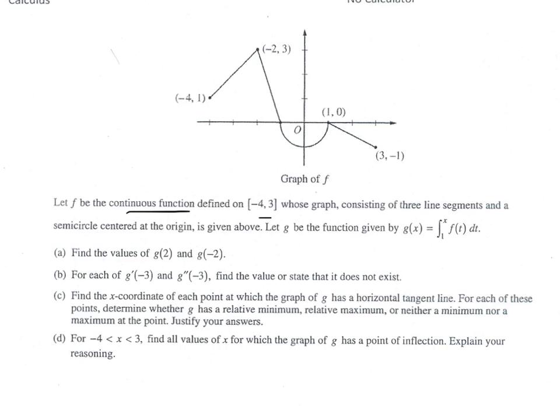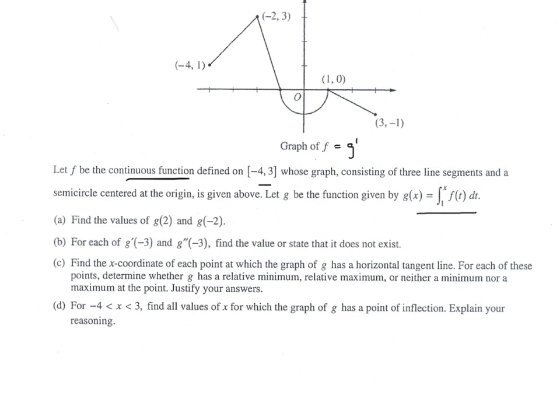They give us the relationship between g and f. What this means is that f is actually the derivative of g, which is a good thing to keep in mind. We want to remember when we're looking at this graph that we're looking at the derivative of g. So for part A, we need to find g of 2.